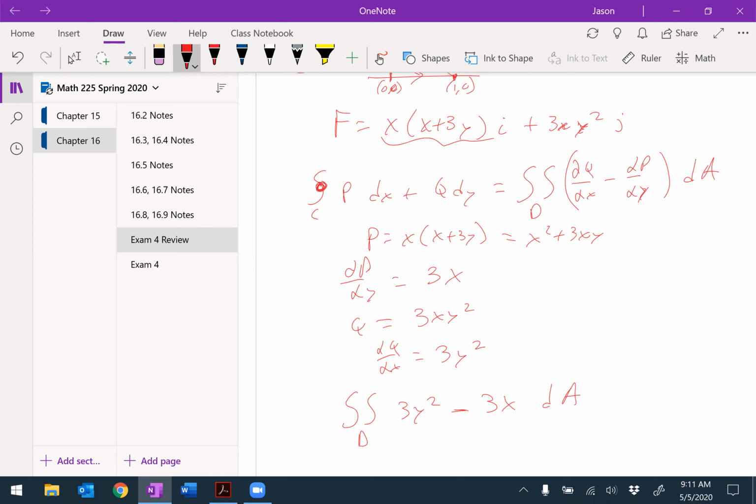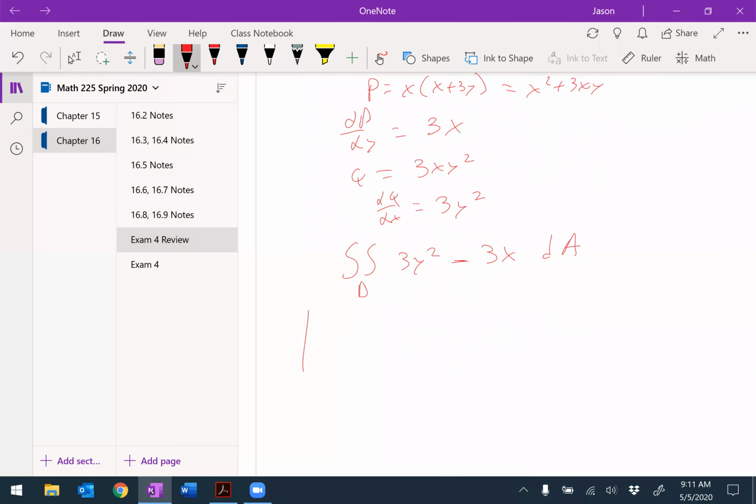Okay, so we need to find out what that area is. Well, the area is just a triangle, right? We need to change dA into dx dy. So I want to integrate first with respect to y and then with respect to x. So I've got to know, what are my limits of integration? So this is going to be dy dx. 3y squared minus 3x, dy dx.